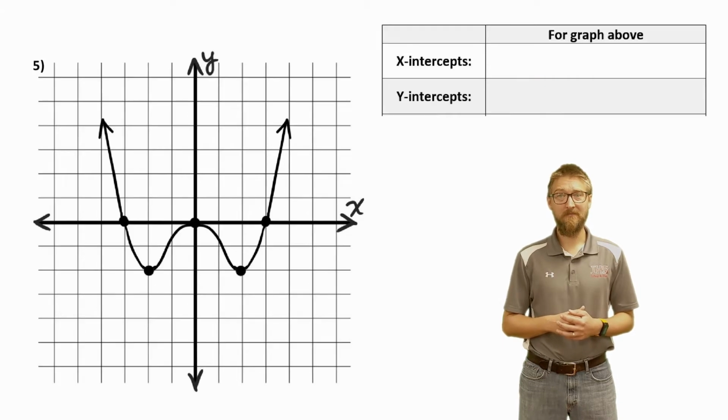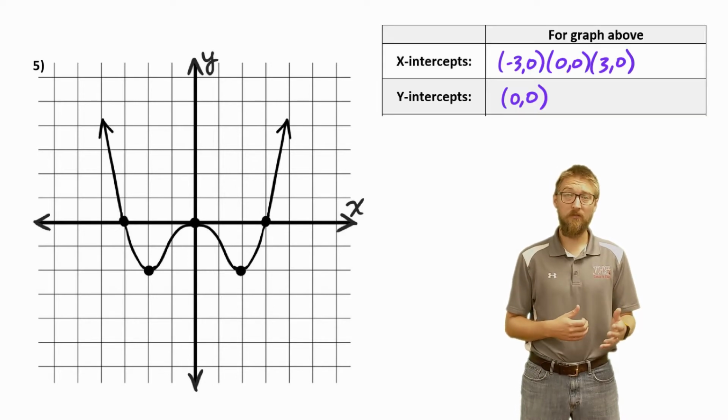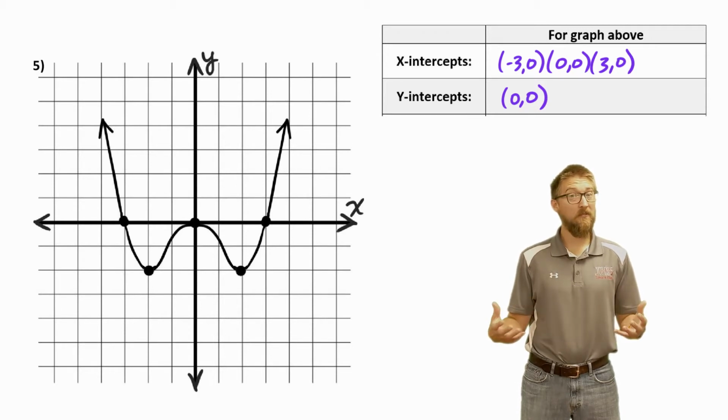Now for number 5, if you are really looking there, it has the exact same x- and y-intercepts. It goes through (-3, 0), (0, 0), and (3, 0). The y-intercept is the origin again. Now, if they have the same x- and y-intercepts, does that mean they're the same graph?